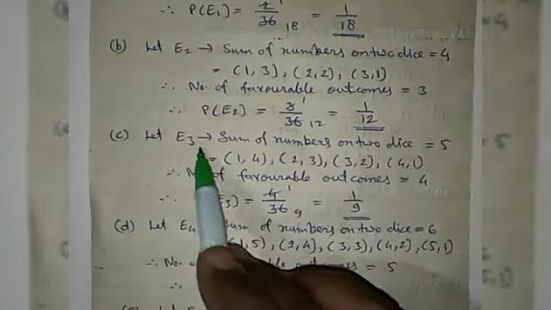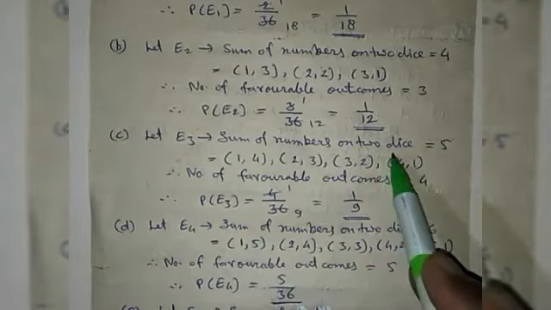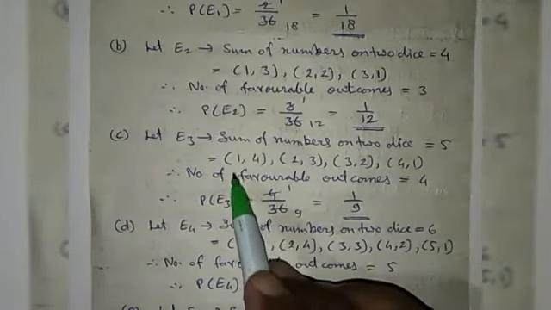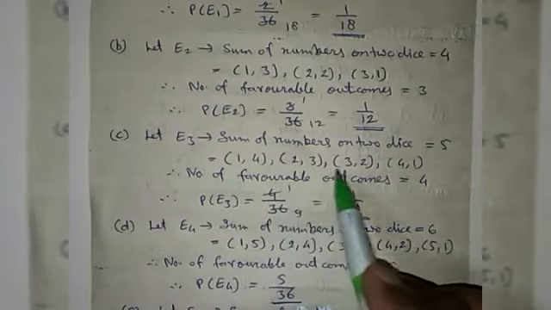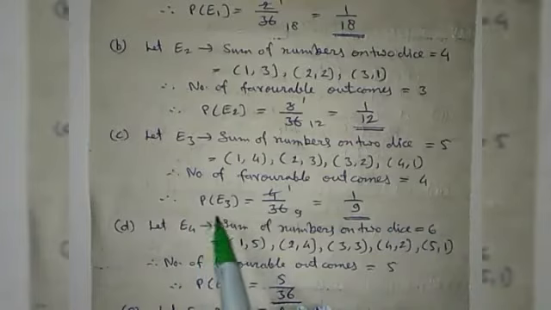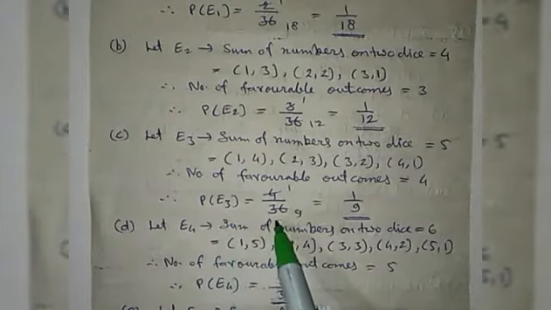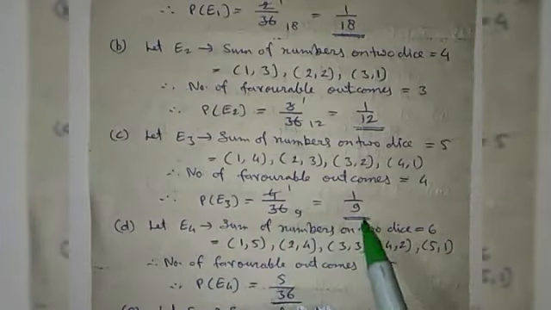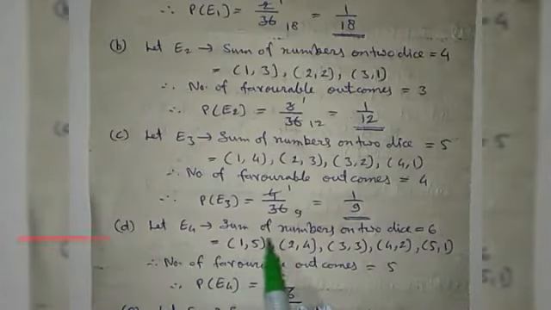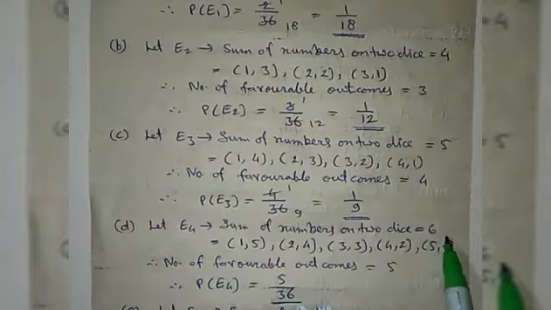In the next part, let E3 be the sum of numbers on 2 dice equal to 5. So here are 4 possible outcomes, (1,4), (2,3), (3,2) and (4,1). So the number of favorable outcomes is 4. So the probability P(E3) equals 4 upon 36, that is equal to 1 upon 9. In the next part, let E4 be the sum of numbers on 2 dice equal to 6.